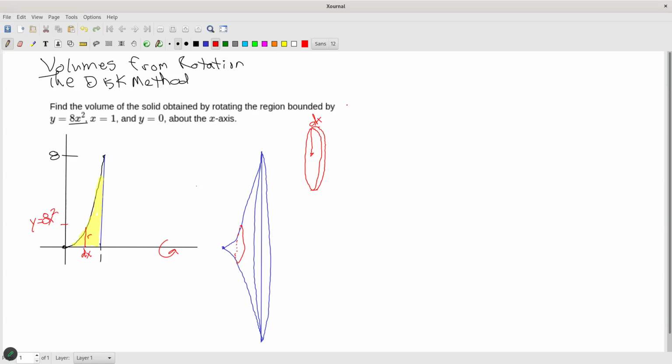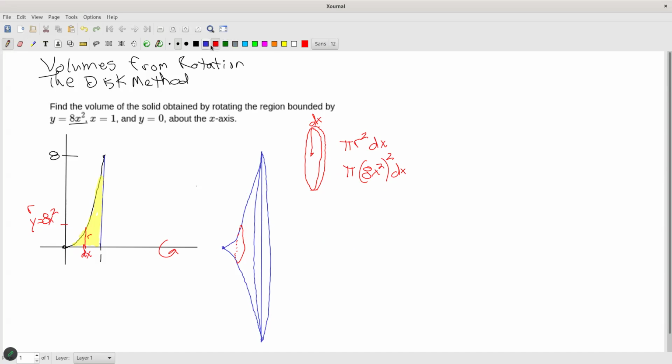So then my cross section here is going to be pi r squared because it's a circle. And then it's got a little thickness, that's dx. And r here is my 8x squared. So that's going to give me pi times (8x squared) squared. My radius is 8x squared. So that is the volume of one of these slices given an x value between 0 and 1 and whatever little tiny thickness dx is there. And we just want to add all those up.